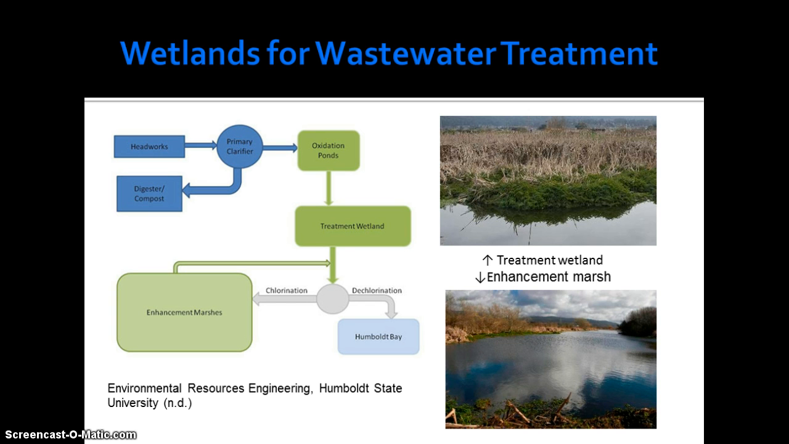Then in tertiary treatment, the water from the treatment wetland is chlorinated for disinfection and then dechlorinated. The flow is either sent to the enhancement marshes for polishing or discharged into Humboldt Bay, with some cycling and exchange in these two flows. This is just one example of using wetlands for wastewater treatment.